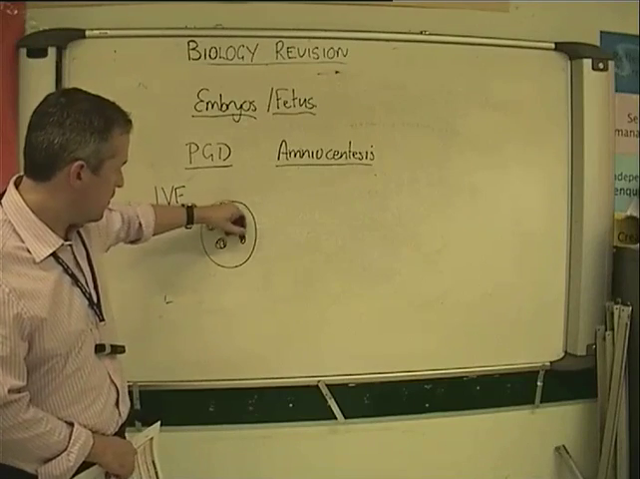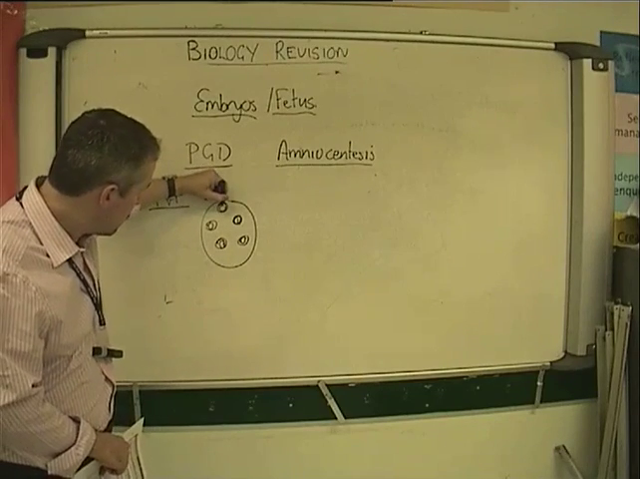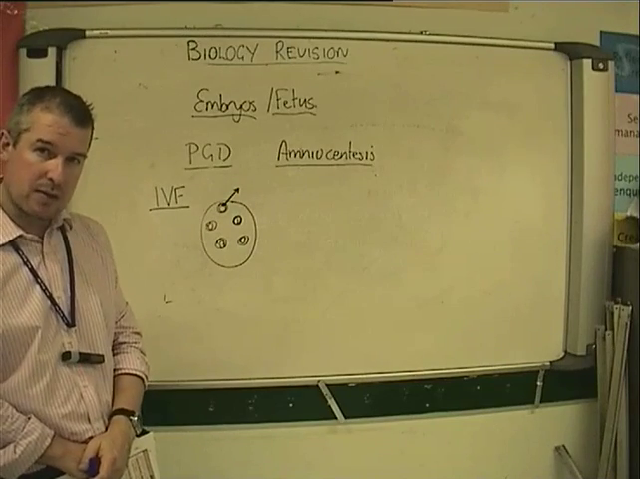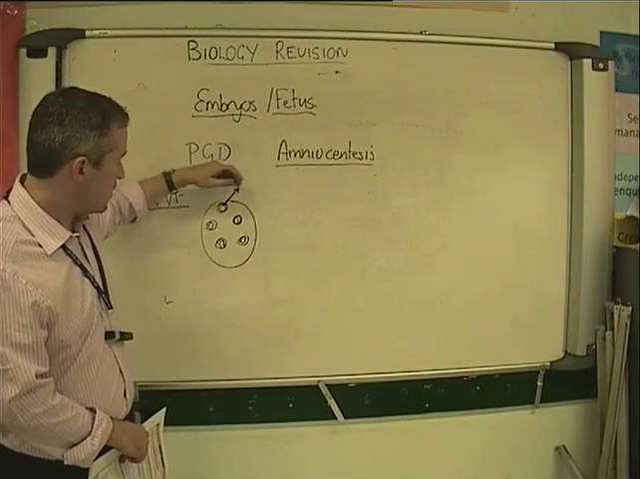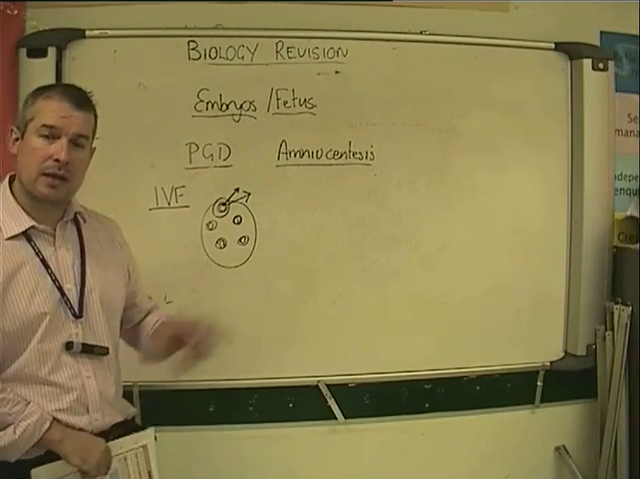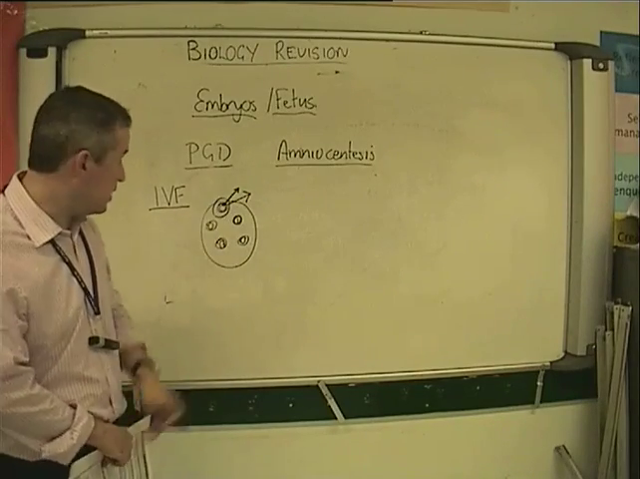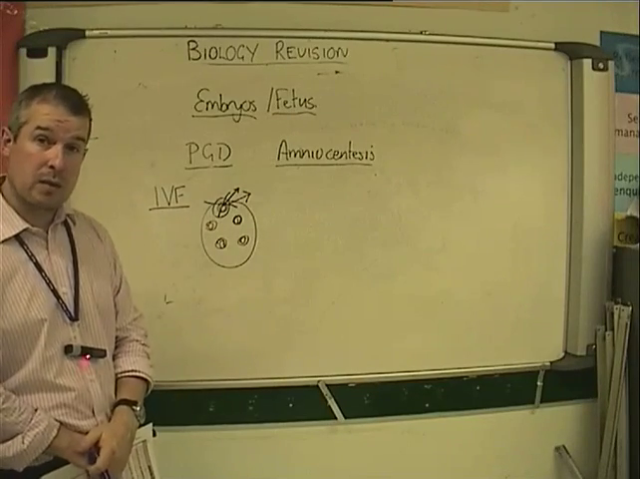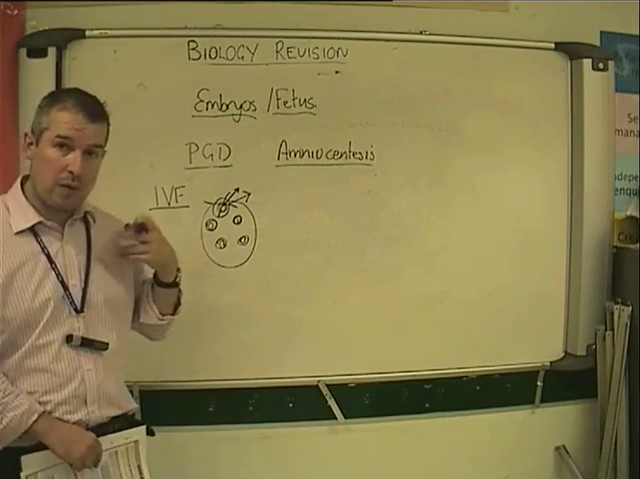like so. Now, what PGD does is it will remove just one of the cells from an embryo and it will test that cell for signs of a genetic disease. If that cell shows no genetic disease, that embryo will then be implanted back into the woman who has the baby as normal. If that embryo is shown to have a genetic disease, they will discard that embryo and test on another one. So that's PGD. In other words, we test these embryos and discard the ones we don't want before they are actually implanted into the female.